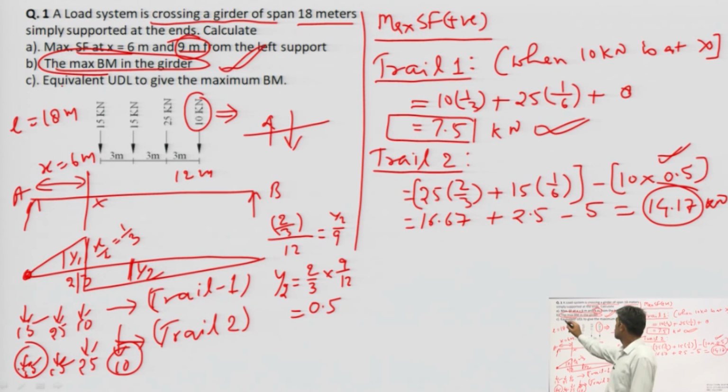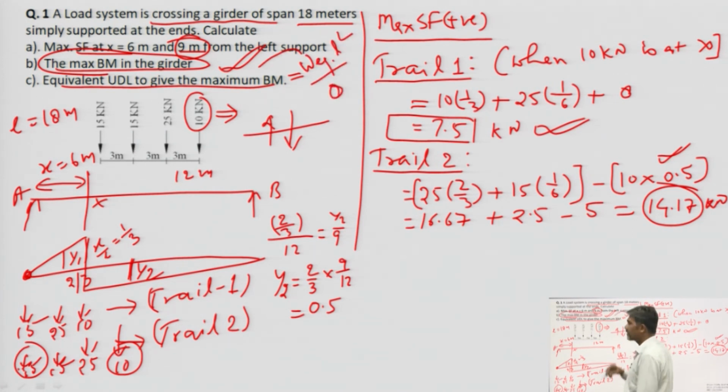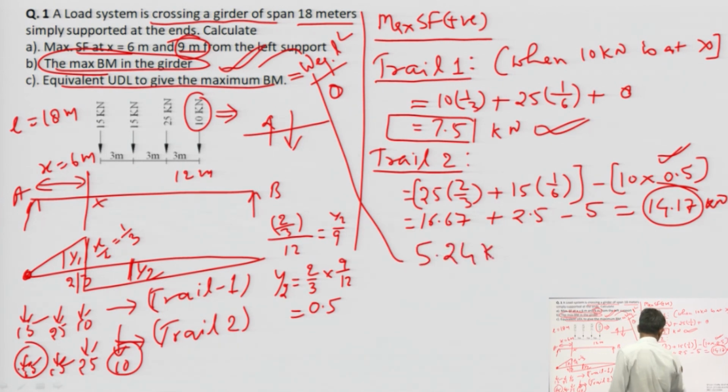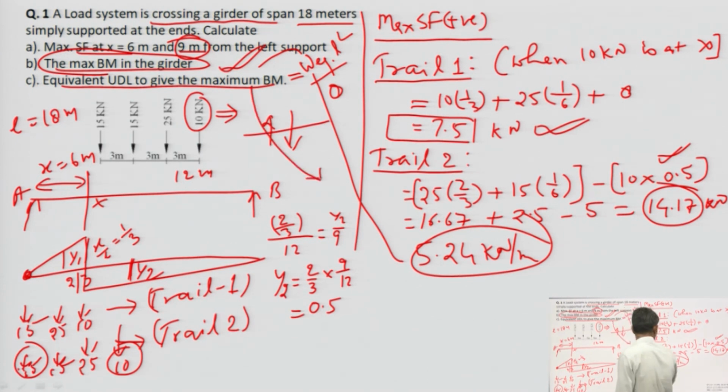And how will we get the equivalent UDL? Equate the value of the bending moment to W equivalent into L square by 8 and get the value of W. After calculation you will get the value of W as 5.24 kilonewton per meter. And the bending moment you will get is 212.4 kilonewton meter. So, do it by yourself.